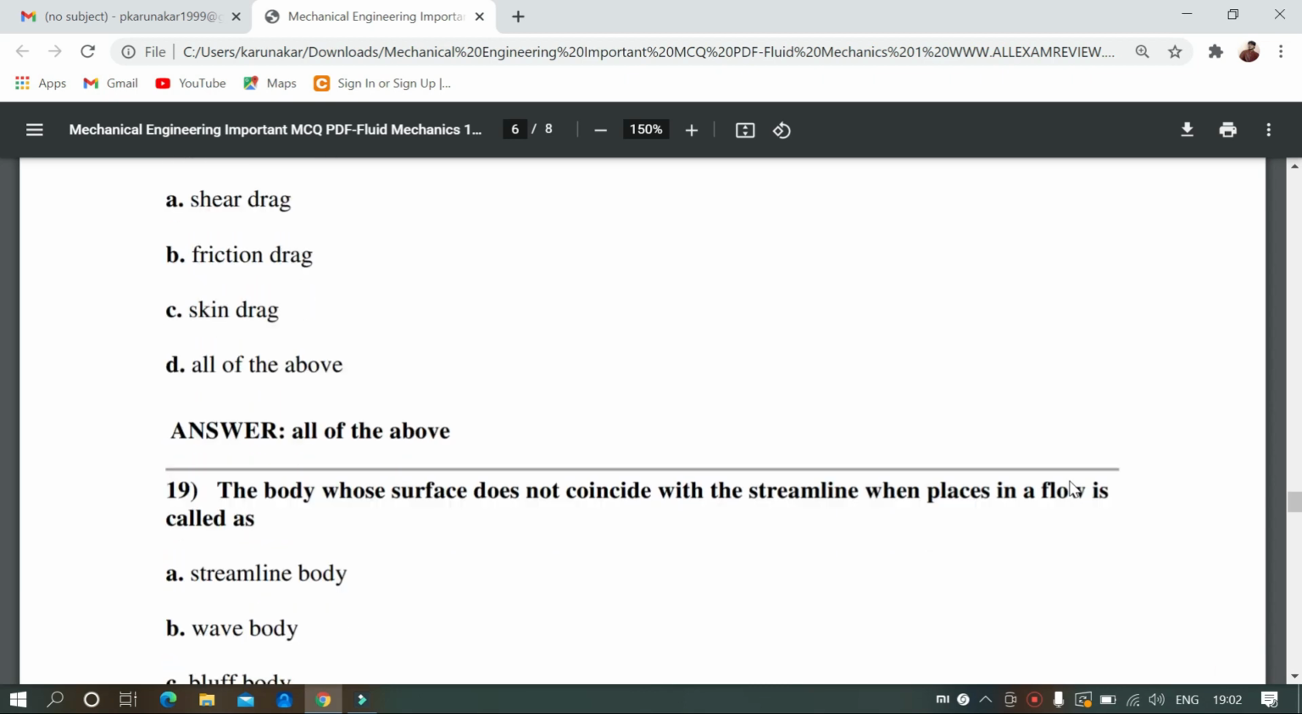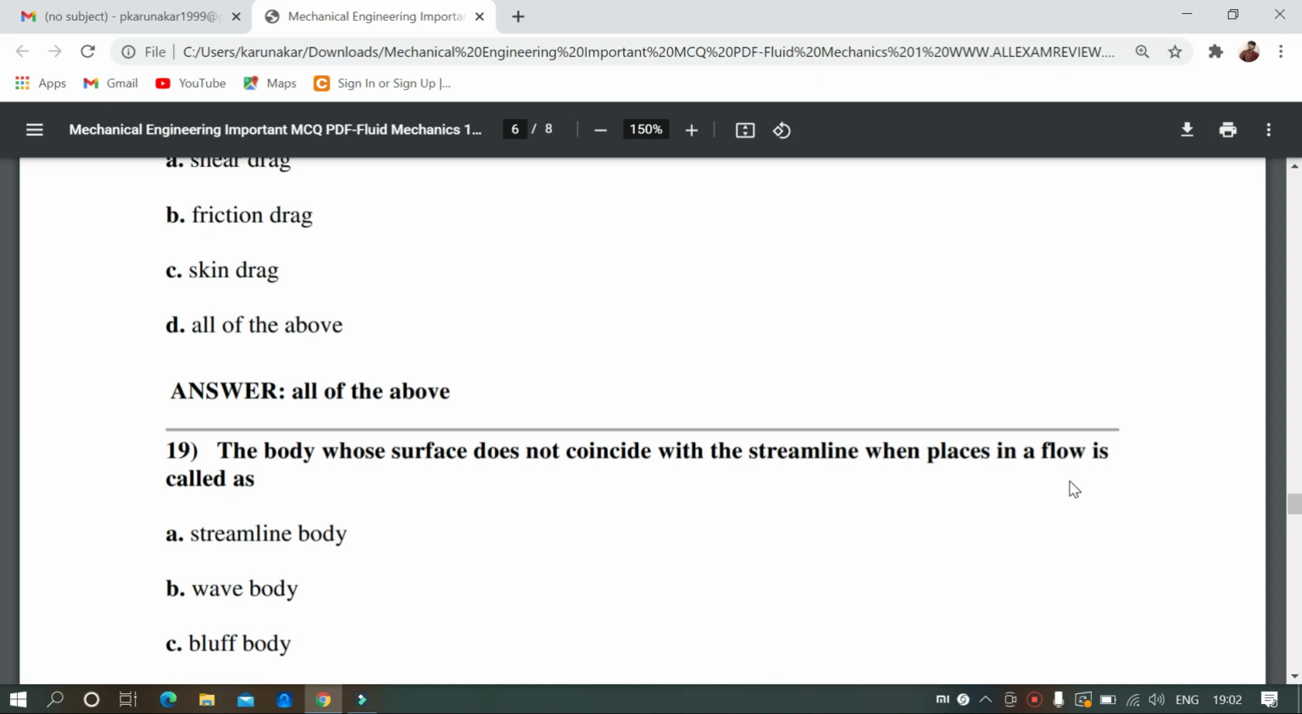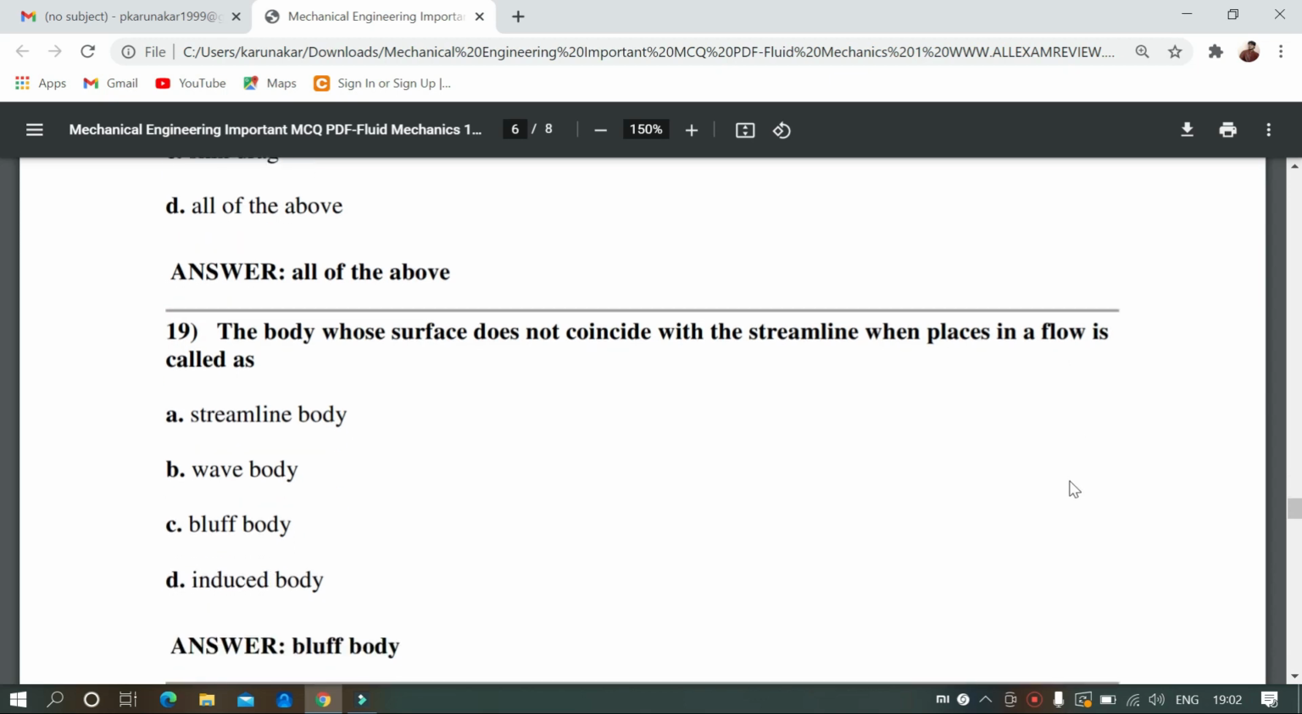Question number 19, the body whose surface does not coincide with the streamline when placed in a flow is called as. Repeating the question, the body whose surface does not coincide with the streamline when placed in a flow is called as. Option A, streamline body, option B, wave body, option C, bluff body, and option D, inused body. The correct answer is bluff body.